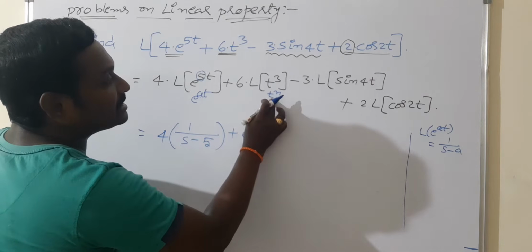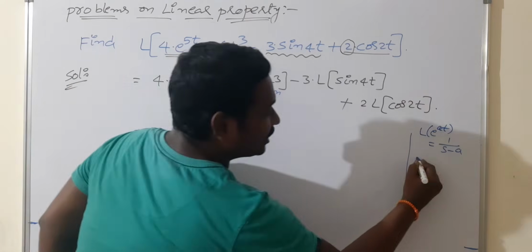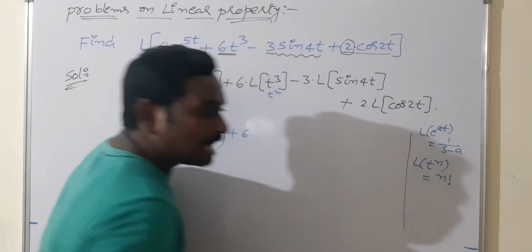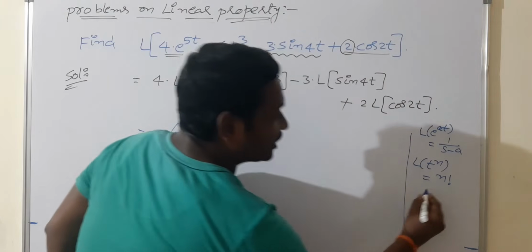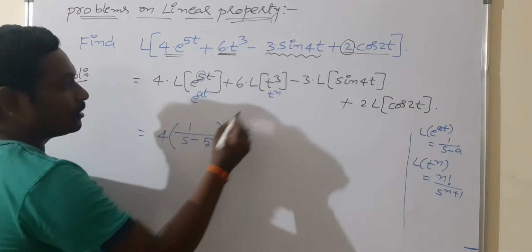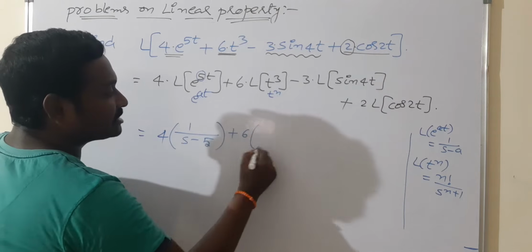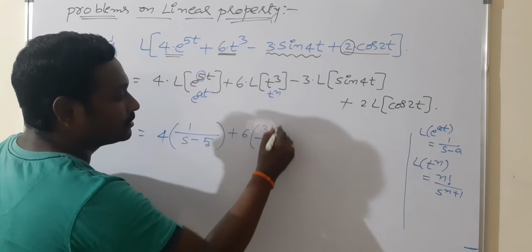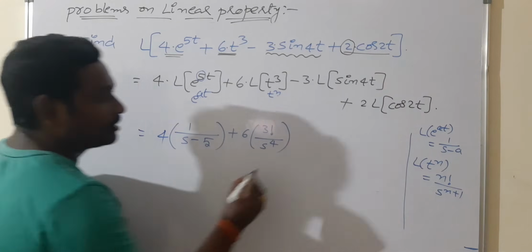L of t cube is in the form of L of t power n. What is the formula of L of t power n? In the last class we discussed L of t power n. What is it? n factorial by s power n plus 1. So here n is equal to 3. That's why you will get 3 factorial by s power 3 plus 1. The n value is 3. Okay.